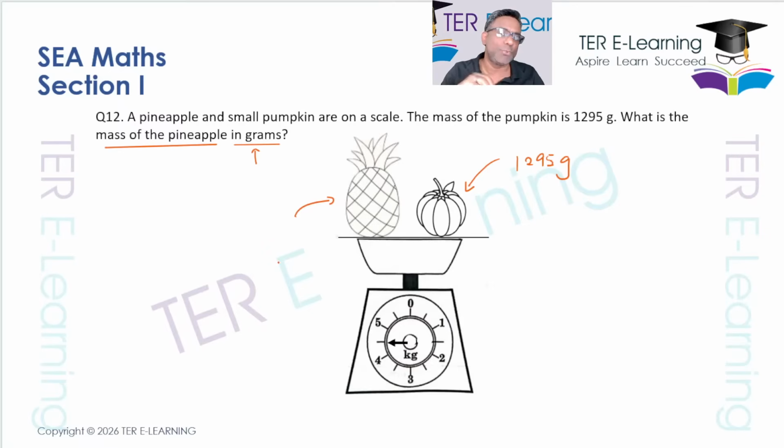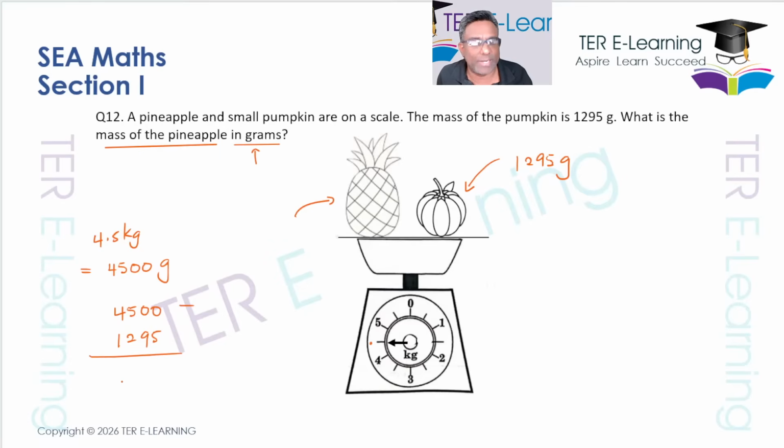Now, the first thing, we have those two things on the scale here. So we need to read off the scale first of all. So the total mass of the pineapple plus the pumpkin is actually 4.5 kilograms. If you look at the scale here, look at where the arrow is pointed. It's 4.5 here. Now, what I would do is convert this into grams by multiplying by 1,000. So that's 4,500 grams. That's the total mass of the pineapple plus the pumpkin. So if you want to get the mass of the pineapple, all we need to do is take the total mass, which is 4,500, and subtract the mass of the pumpkin, which is 1,295.